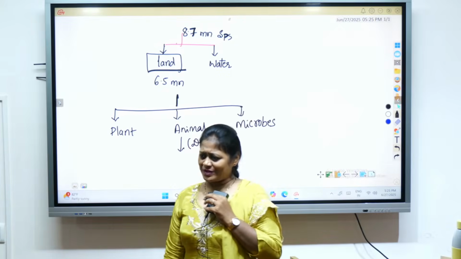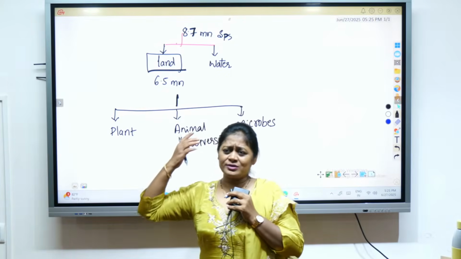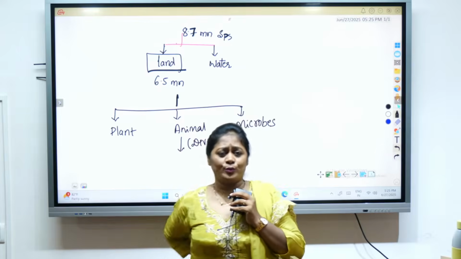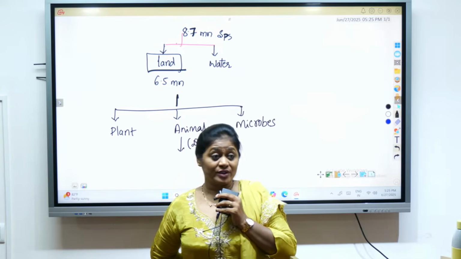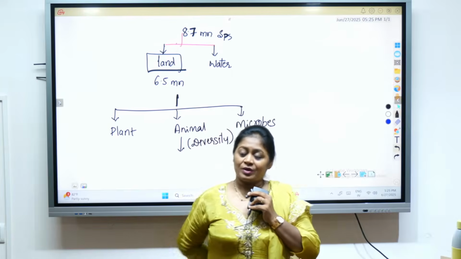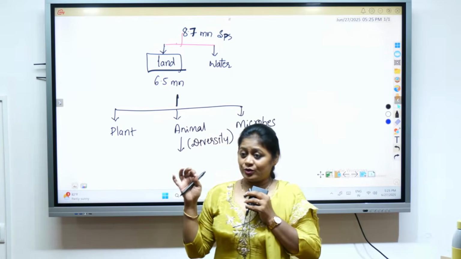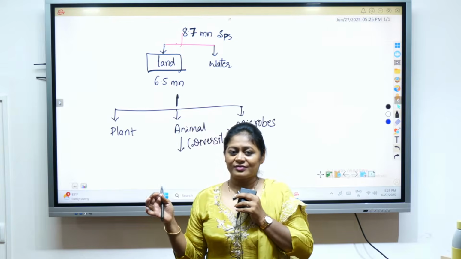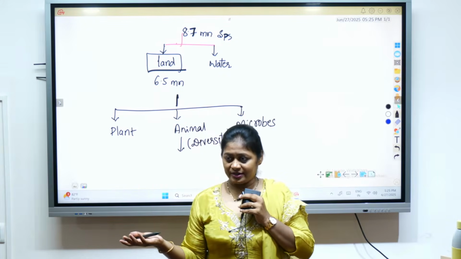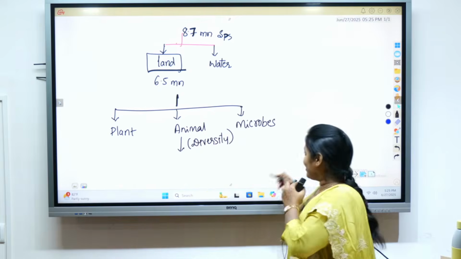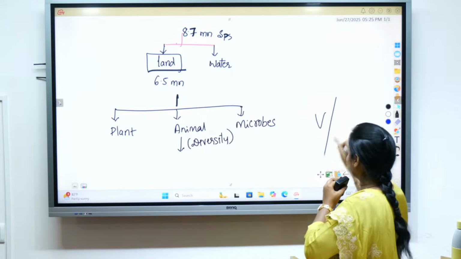What do you mean by vertebrates and invertebrates? Those organisms which have a backbone or vertebral column are said to be vertebrates, also known as chordates. Who does not possess this vertebral column? Invertebrates are non-chordates, isn't it? Tell me whether vertebrates have high diversity or invertebrates?